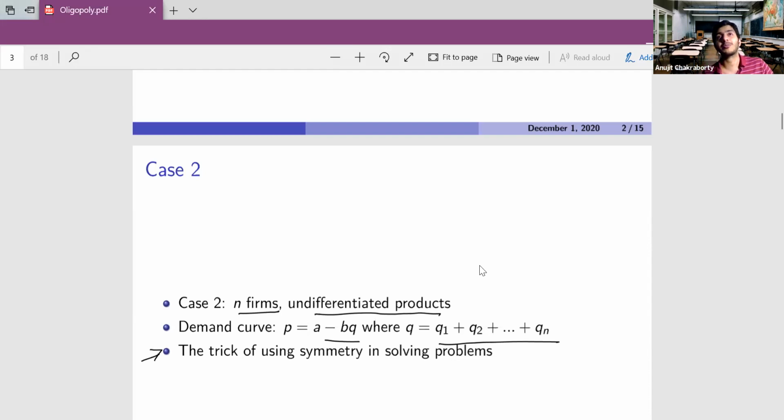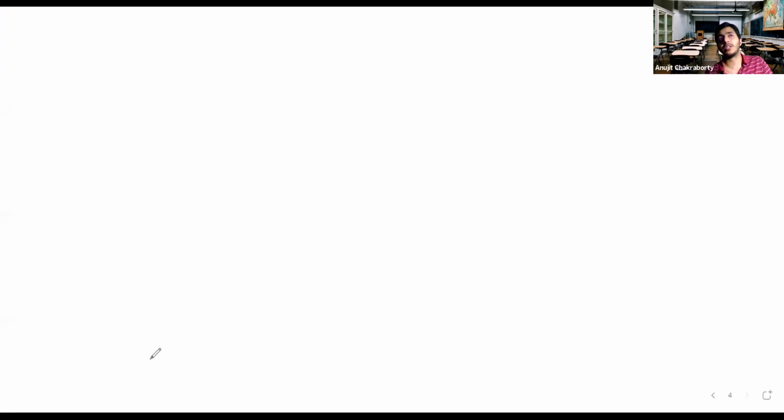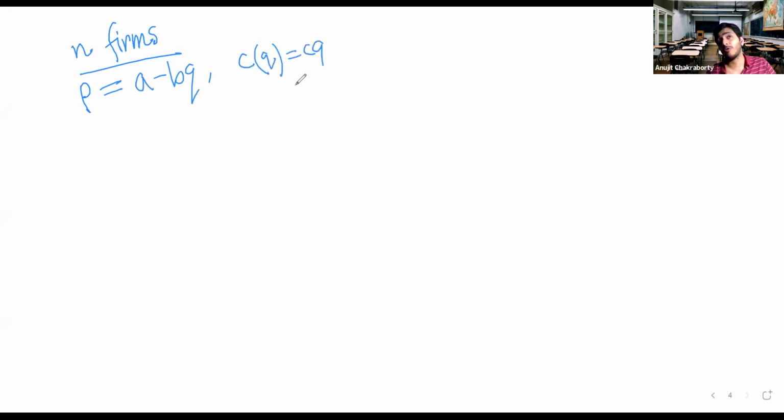So how do we solve this problem? Well, here is how you would solve this problem. Let's go back to the whiteboard. Now we are doing a slightly more difficult looking problem. What we have is n firms, and the demand curve is given by P equal to A minus BQ. And let's say the cost function still is C times Q. There's no fixed cost. How would we solve it? It will turn out that the symmetry trick is going to do everything for us. So here is how you would do it. Take any firm's problem. Let's think about firm one's problem.